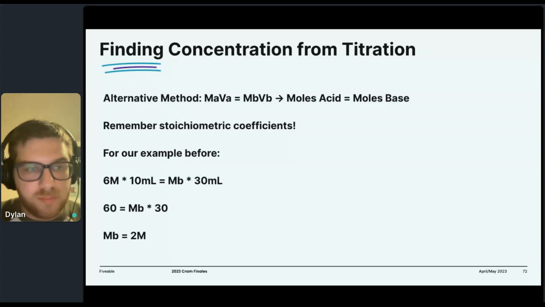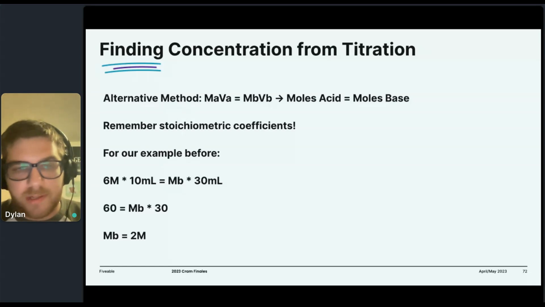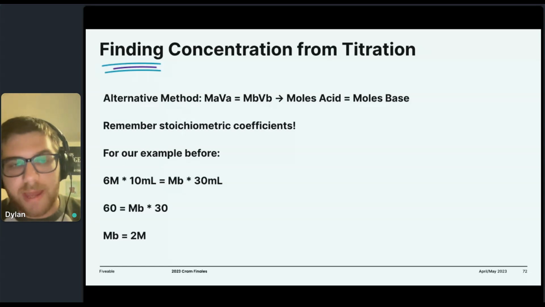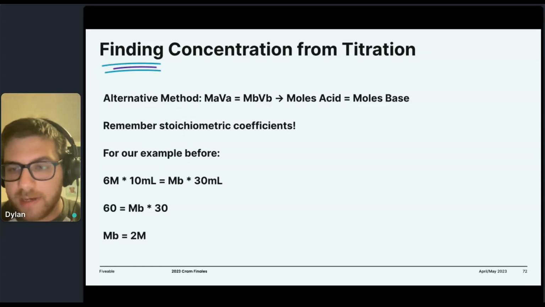So using our example before, 6 molar times 10 milliliters equals molar of base times 30 milliliters. We can do the math and do the algebra and solve to find, once again, 2 molar concentration of HCl. Or excuse me, NaOH. Excuse me.